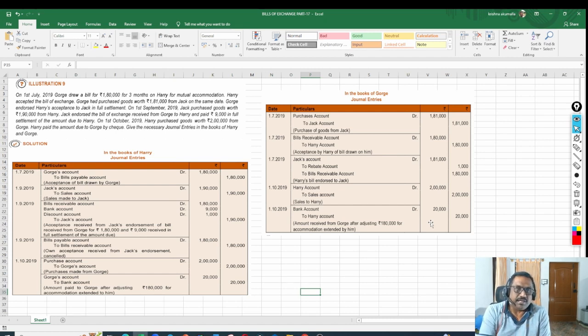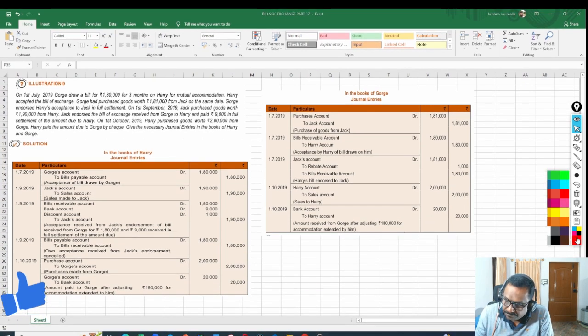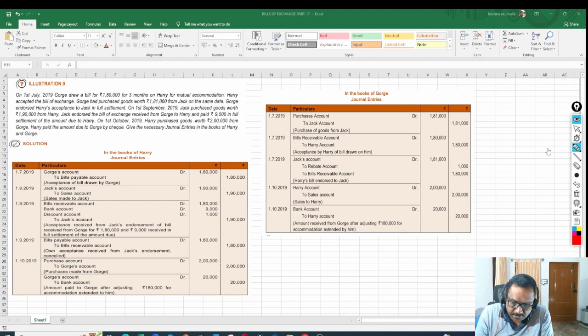Give the necessary journal entries in the books of Harry and George. So I'll try to explain each and every journal entry. You have to concentrate a lot to understand this problem because there's a lot of confusion in this. Number one, first thing that happened: George drew a bill for 1,80,000 rupees for 3 months on Harry. He is asking us to write journal entries in the books of Harry and George. That is very important, so keep these 2 points in mind.